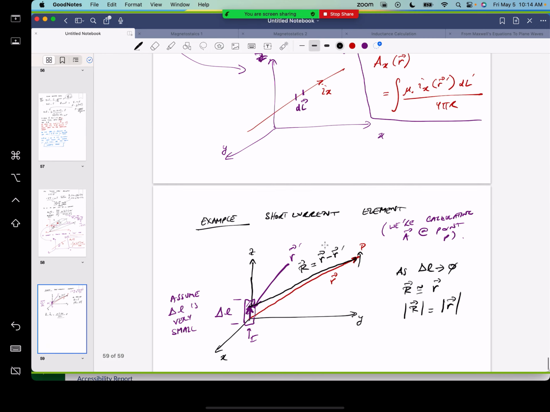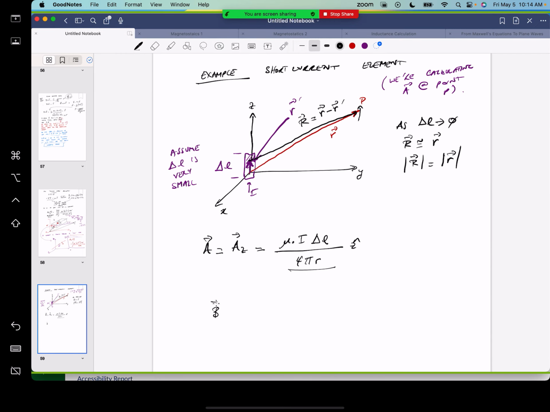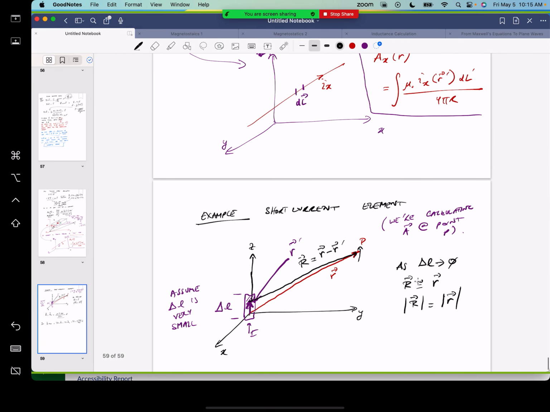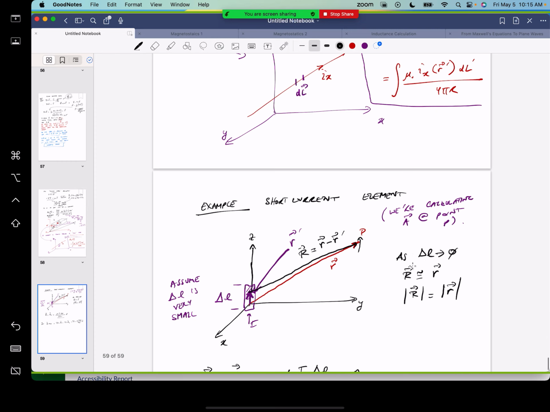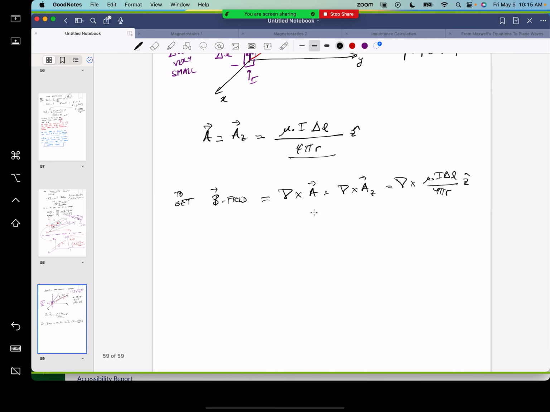So this kind of shows you the fact that we got rid of the integral. And what I would do to get the B field, I'm not going to do it, but you'd say, okay, B is equal to curl of A, or curl of A sub z, so curl of mu naught I delta L over 4 pi R z. So that's what I would get for the magnetic field. But you can kind of see how, in this particular case where I have a really thin wire, it makes it really easy to calculate this vector field. And then once I have the vector field, I can get the B field by taking the curl of that vector field.